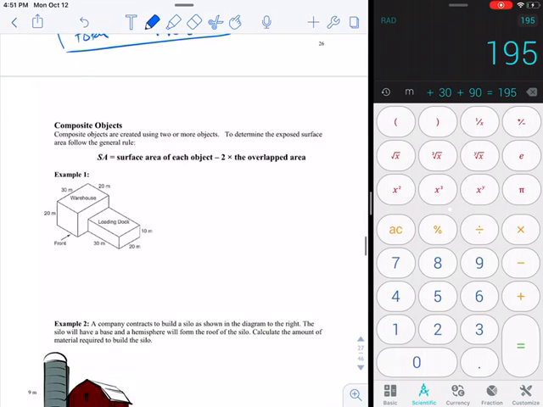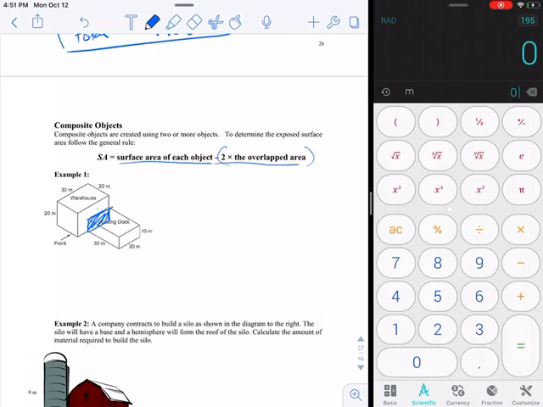All right, so composite objects, it gets a little tricky as to what you actually need and what you don't need. Okay, now composite objects are created using two or more objects. Follow the general rule. The surface area is the surface area of each object minus 2 times the overlapped area. And why it's 2 times the overlapped area is because it affects both shapes. Okay, so this here, if we were to highlight that part there, that's the overlapped shape.